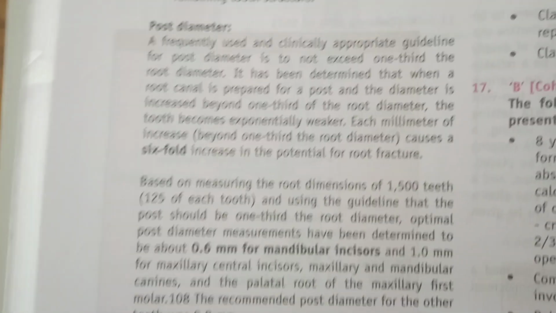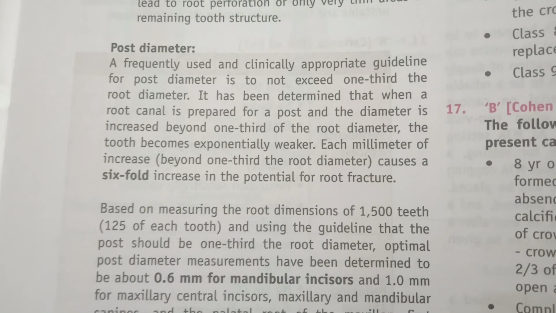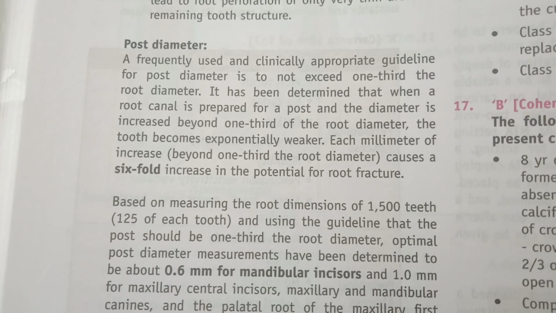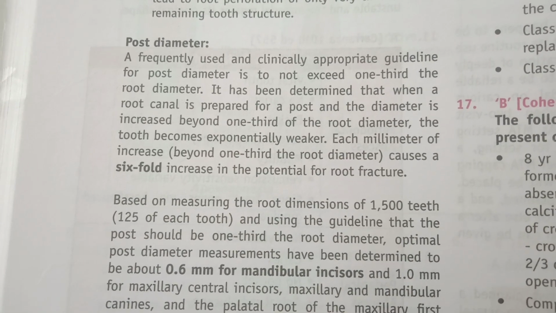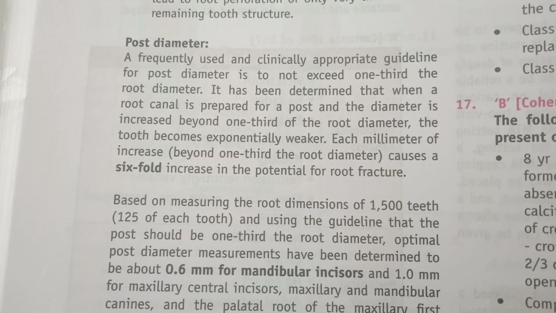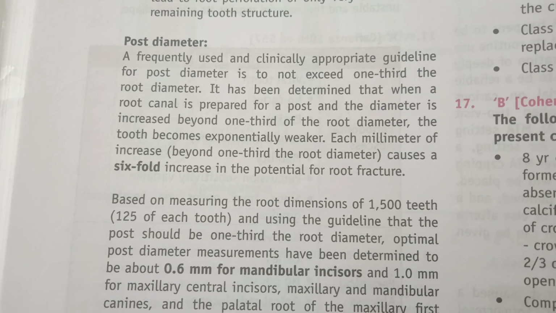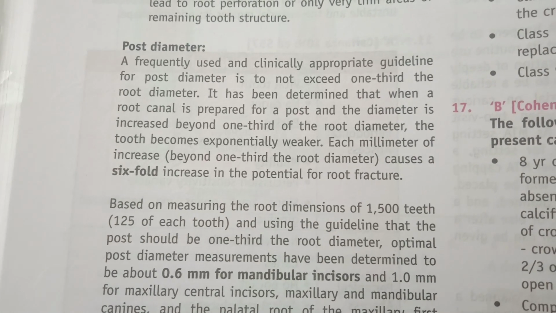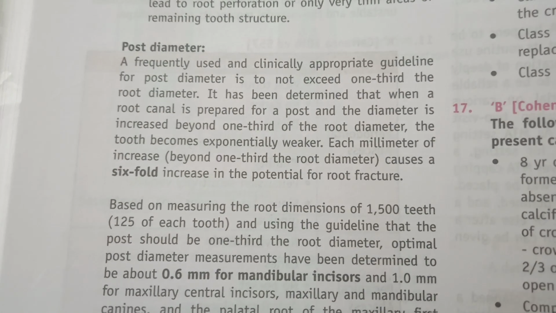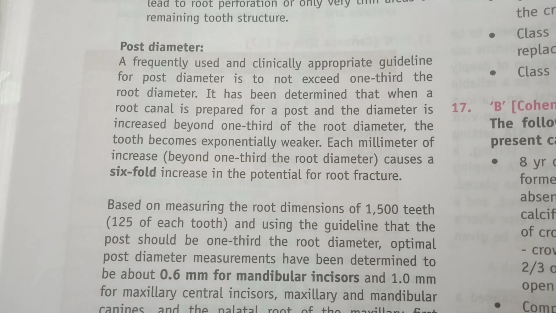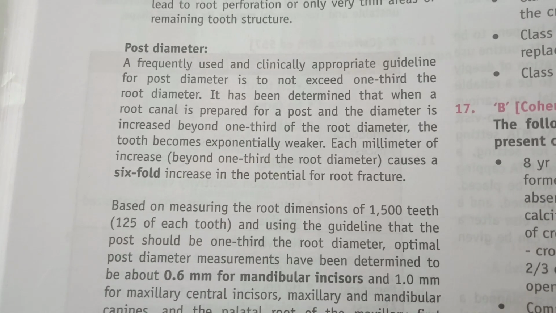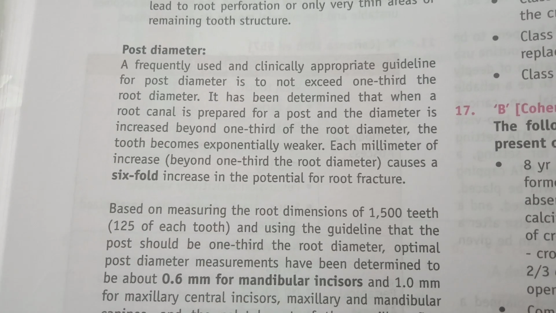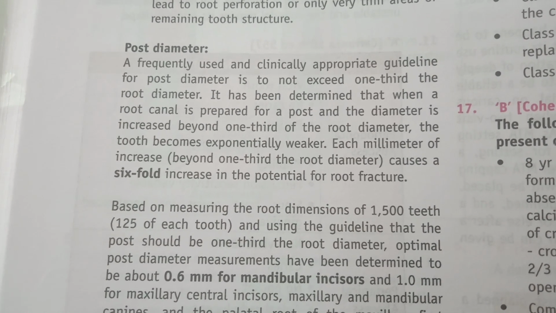Extension beyond this length can lead to root perforation or only very thin areas of remaining tooth structure. Now post diameter. A frequently used and clinically appropriate guideline for post diameter is to not exceed 1/3 the root diameter. It has been determined that when a root canal is prepared for a post and the diameter is increased beyond 1/3 of the root diameter, the tooth becomes exponentially weaker. Each millimeter of increase beyond 1/3 of the root diameter causes a 6-fold increase in the potential of root fracture.